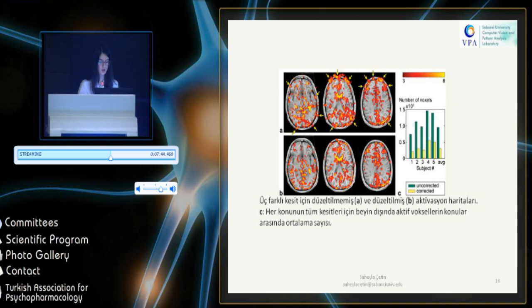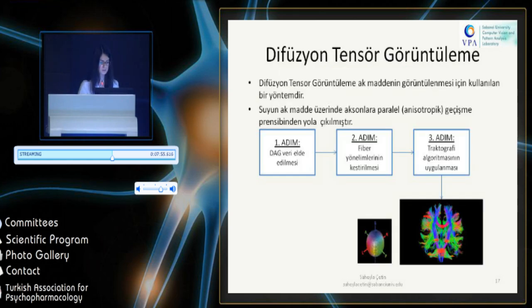The green bars denote the number of voxels outside, and the yellow ones are the corrected images and the number of voxels, and there's a substantial difference when correction is applied.